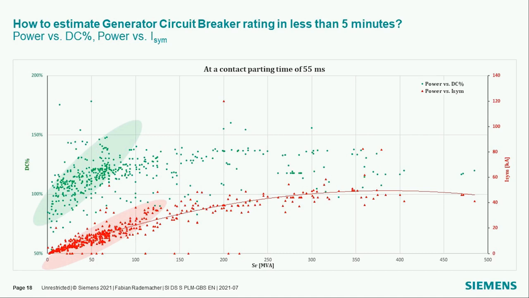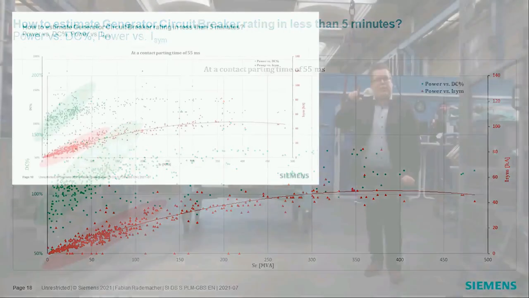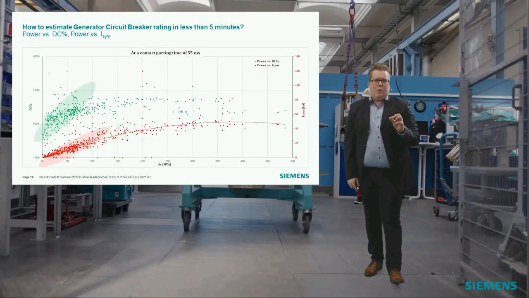So we can give you a reliable recommendation of which generator circuit breaker and which solution from our side is suitable to fulfill your needs. And then we also have the power versus the symmetrical breaking current. Again, as with the DC percentage, we have one cluster for the symmetrical breaking current. Up to 100 MVA, we need a symmetrical breaking current for a generator source short circuit current of up to 20, 25, 30 kiloamps. And then it will slightly increase to a value of up to 50 kiloamps. But again, we can give you a perfect solution for your needs.